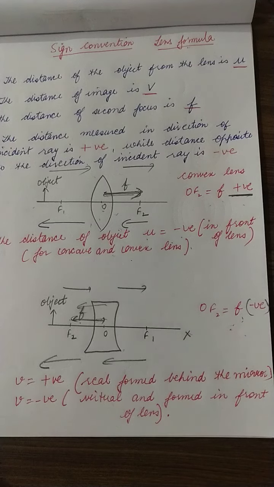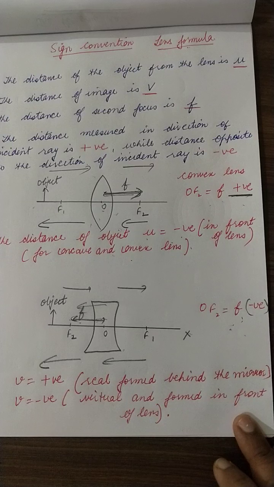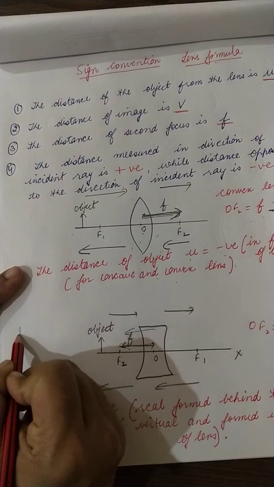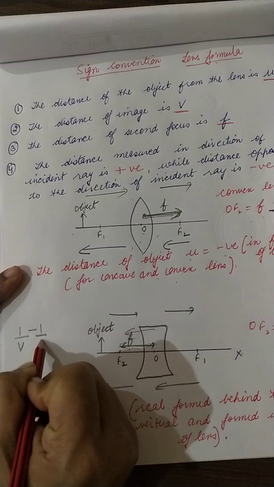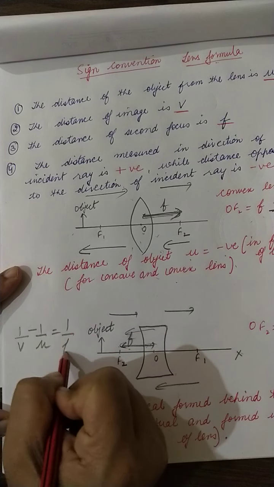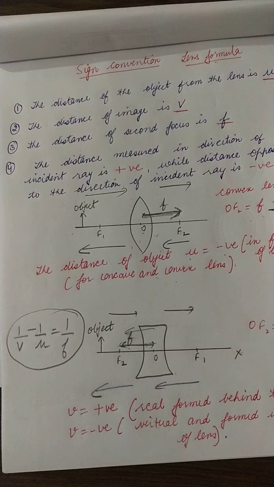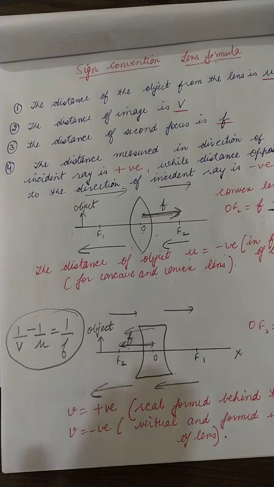Next part. Now, what is the lens formula? With the help of the lens formula, we will find the distance of the object, distance of the image, and focal length, right? So, the lens formula is 1 upon v minus 1 upon u is equal to 1 upon f. No need to learn its derivation. With the help of this formula, we will do a number of numericals.